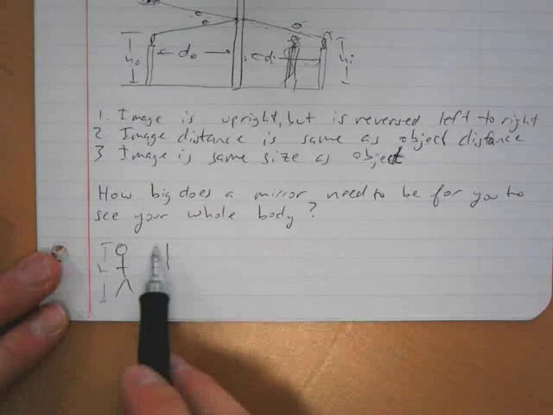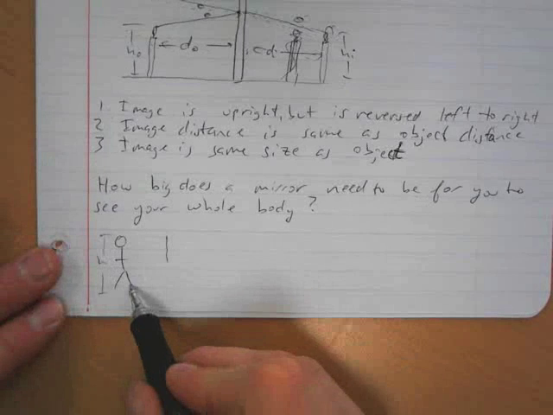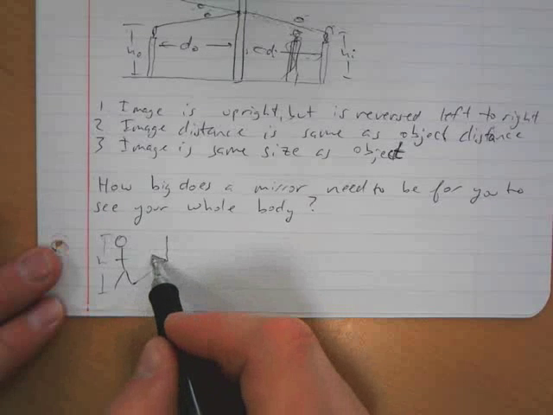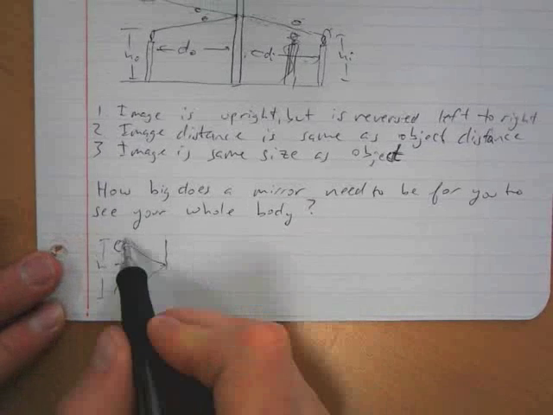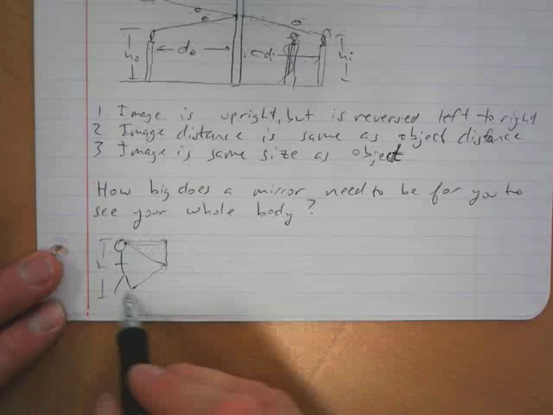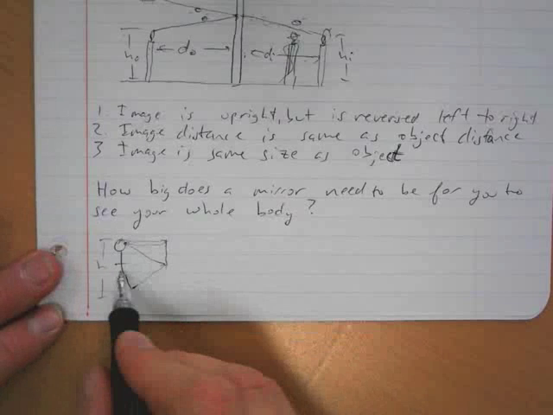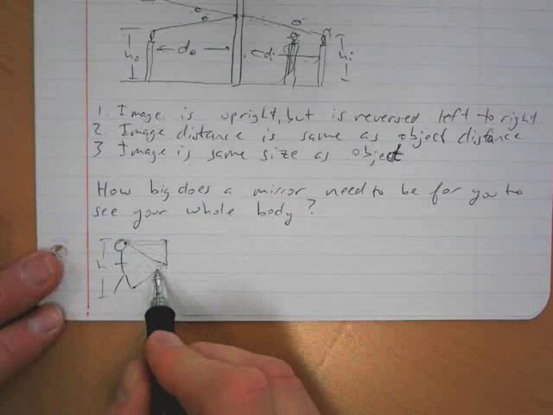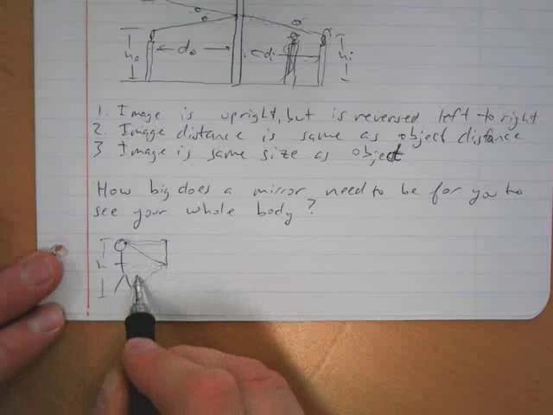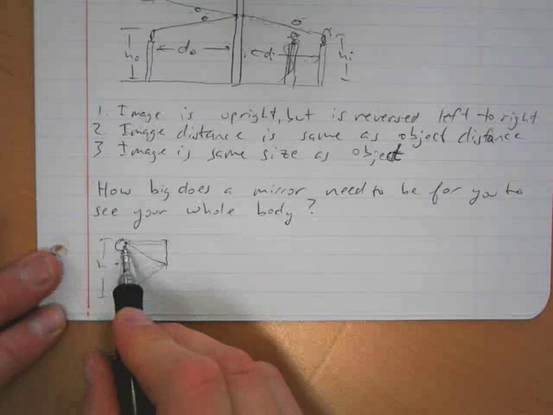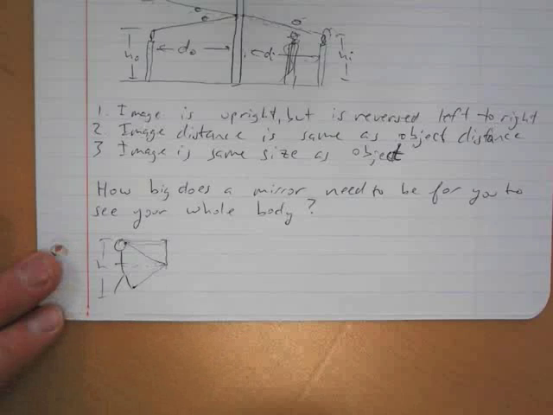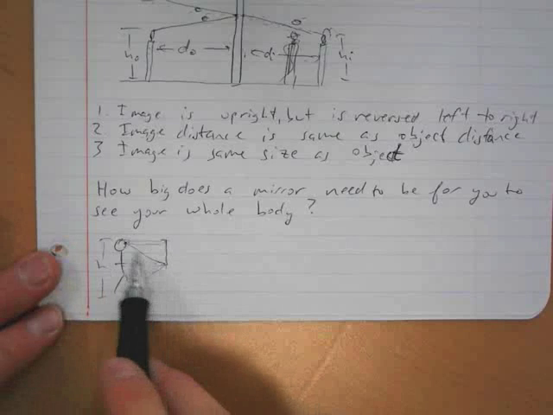Well, let's think about it. In order for you to see your feet, light needs to be able to go from your feet and bounce off the mirror up to your eyes. Okay, and light needs to go from the top of your head, bounce off the mirror, and go back to your eyes. Now, just from a geometric perspective, we know these angles are the same, which means that the distance from your foot to this normal is the same as the distance from this normal up to your eye, because those angles are the same, and your feet and eyes are on the same horizontal location.